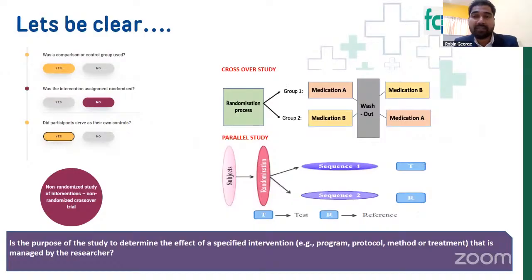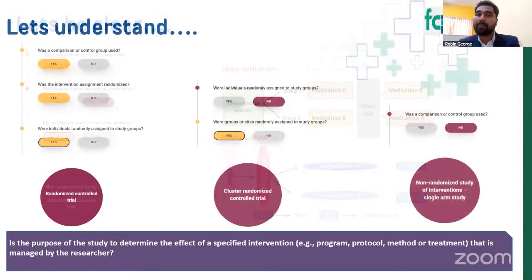And this we have seen already: is a comparison group used? Yes. Are the assignments randomized? No randomization is done. But what happened is, first I received a placebo. After a washout period, I now take the test drug. So that is called a non-randomized study, but it is a crossover trial. I hope you are all clear by practicing this.